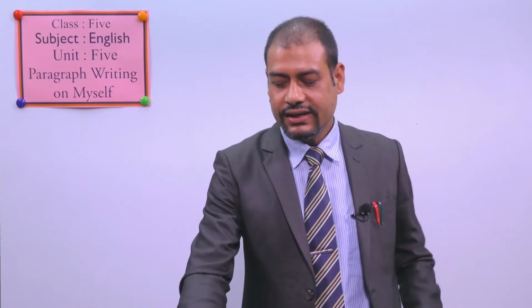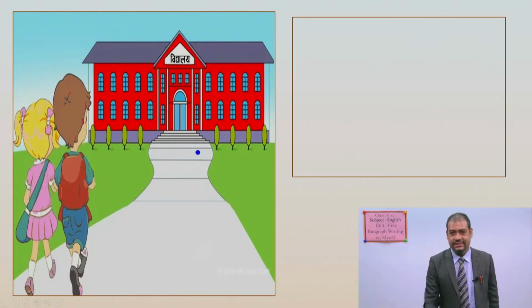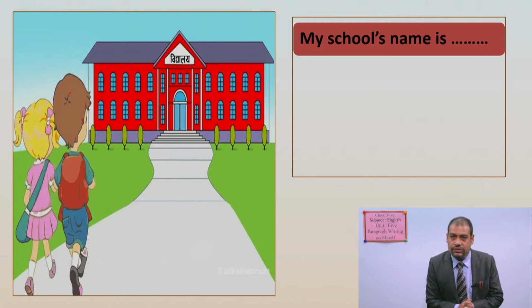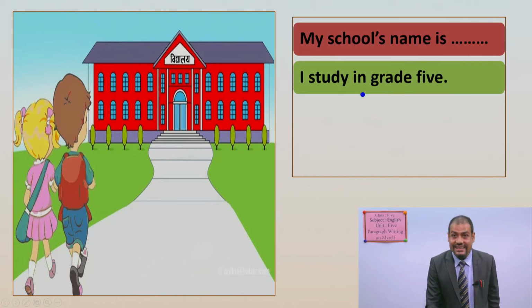All right. Then look at this picture of a school, and the children are going to school. It means you can write down about your school too. See, my school's name is... so what is your school's name? You can write down your school's name. Then you can write down your class, in which grade you are studying.